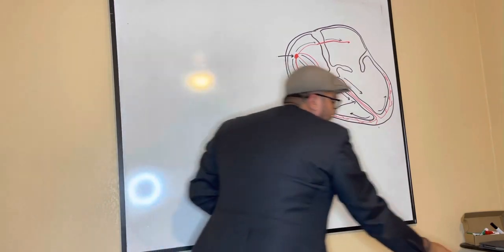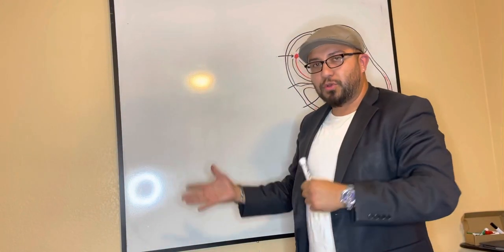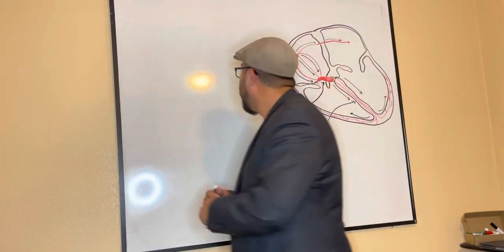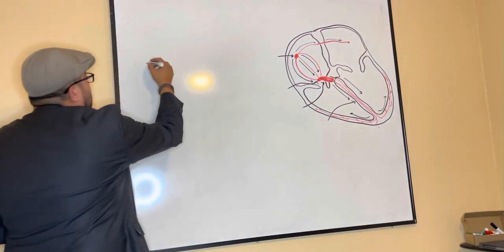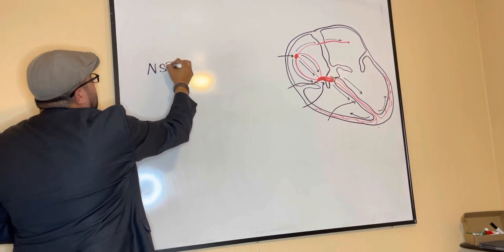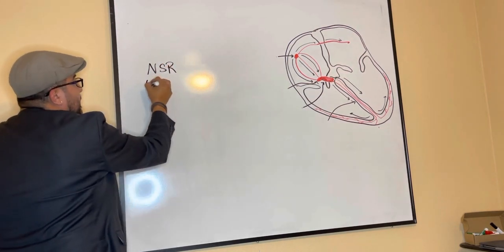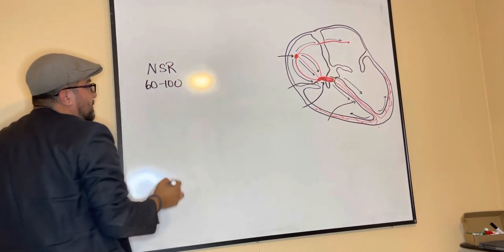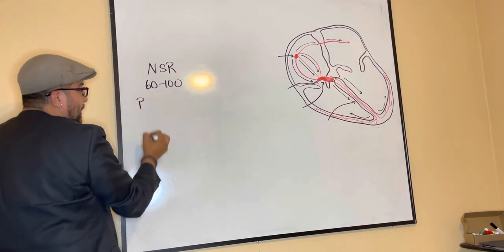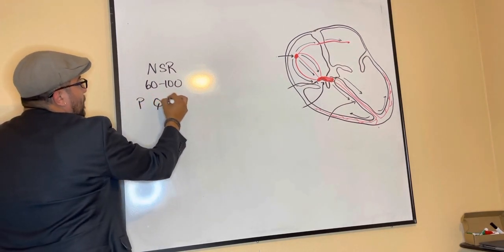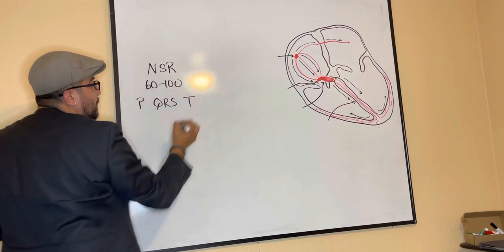I want you guys to be able to distinguish some basic rhythms, whether they're atrial or whether they're ventricular issues. Now, we discussed normal sinus rhythm. Normal sinus rhythm, generally speaking, is 60 to 100 beats per minute. It contains a P wave. It's followed by a QRS, and then it ends with a T wave.